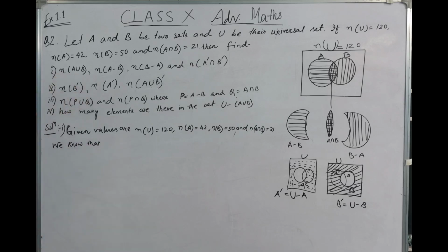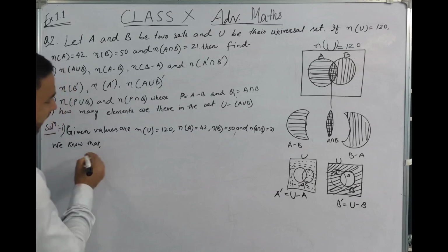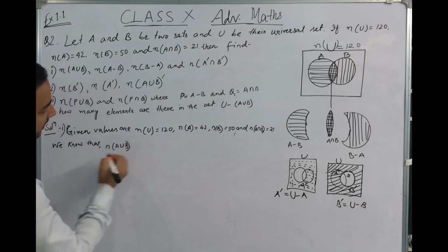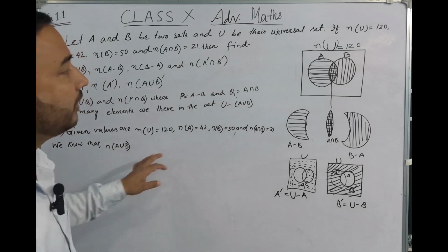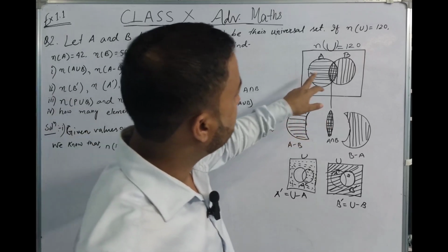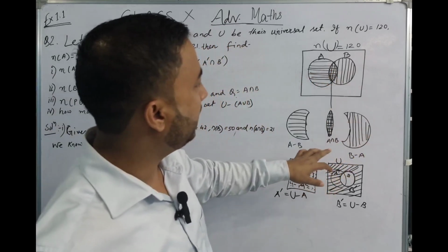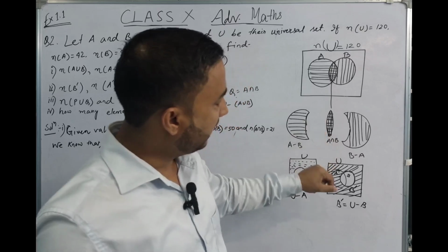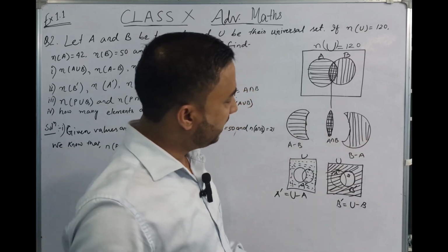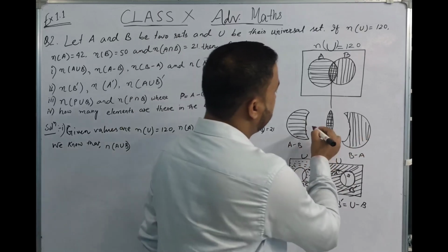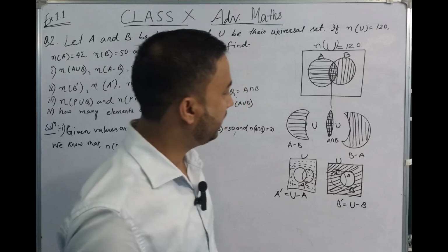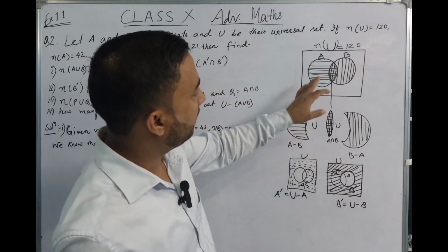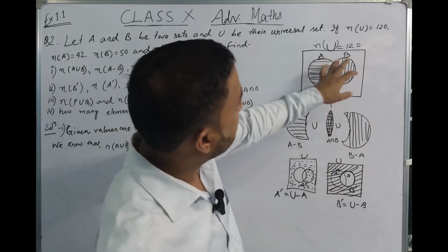Number of A union B. In the book, a direct formula is given for A union B. We should not explore it here. What will be the number of elements in A union B? If we take A union B, then it will be the union of A difference B, A intersection B, and B difference A. If we take the union of these three sets, then you will get A union B.